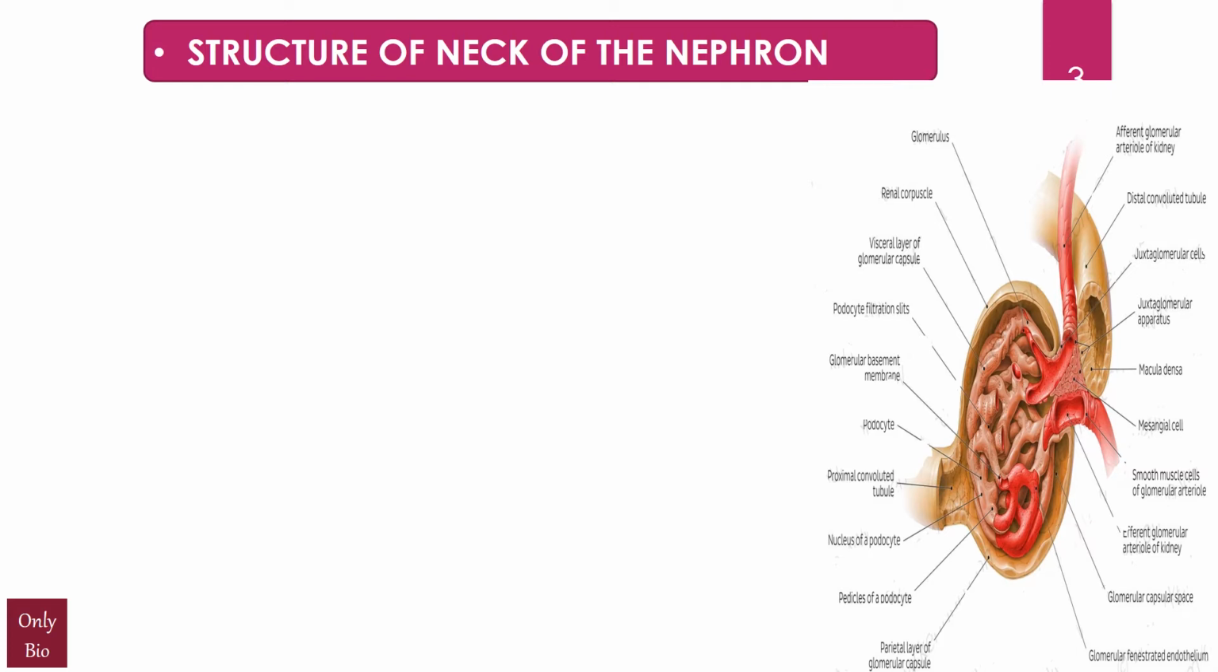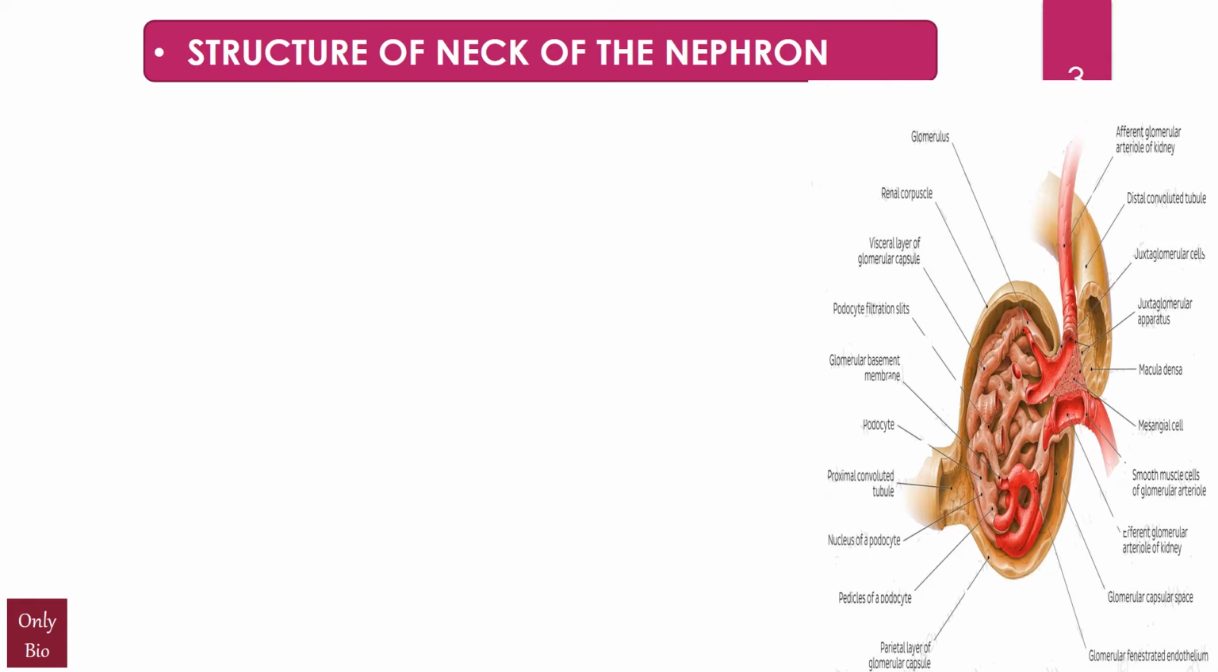Today we are starting with the structure of the neck of the nephron. In the last lecture we talked about the two parts of the Malpighian body, that is Bowman's capsule and the glomerulus. As you remember, the nephron is made up of two parts, the Malpighian body and the renal tubule, which are connected with each other by a very narrow area called the neck.